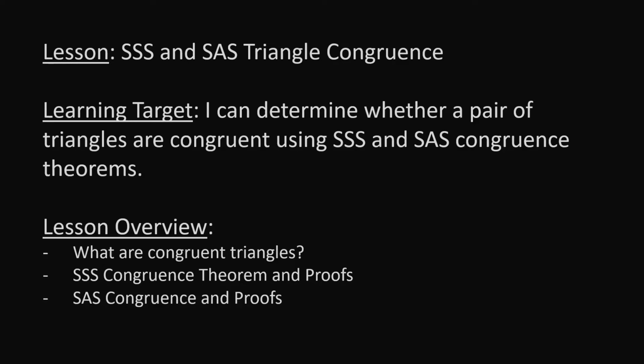All right, geometry students. So today we are getting into our several part lesson series about types of triangle congruence, how we can prove triangles are congruent. The first two methods we're going to look at are side, side, side, and side, angle, side. In this lesson, we will be reviewing basically the definition of congruent triangles. We will also talk about the side, side, side congruence theorem and proofs, and side, angle, side congruence and proofs. So make sure you have your notes open and let's get started.